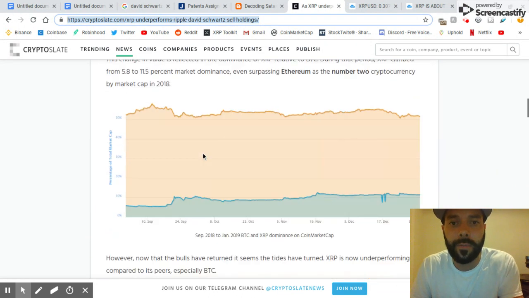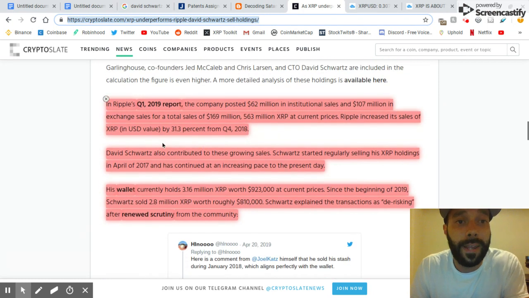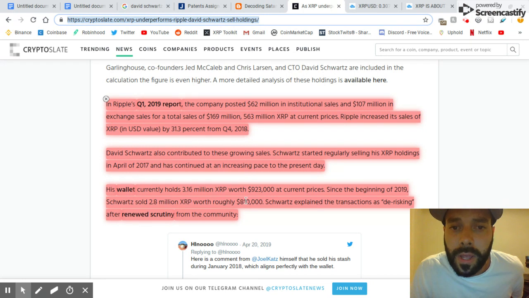Now, come here. In Ripple's Q1 2019 report, the company posted $62 million. David Schwartz also contributed to these growing sales. Schwartz started regularly selling his XRP holdings in April of 2017 and has continued at an increasing pace to the present day. His wallet currently holds 3.16 million XRP worth $923,000. At current prices, since the beginning of 2019, Schwartz sold 2.8 million. That's about half of what he owns.